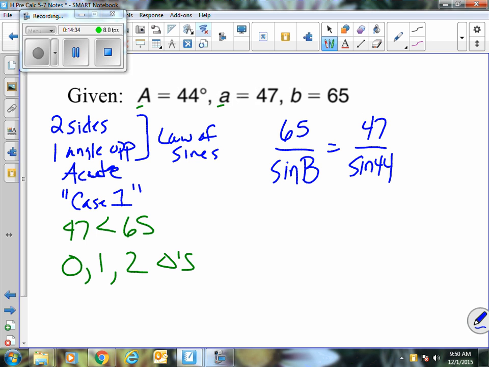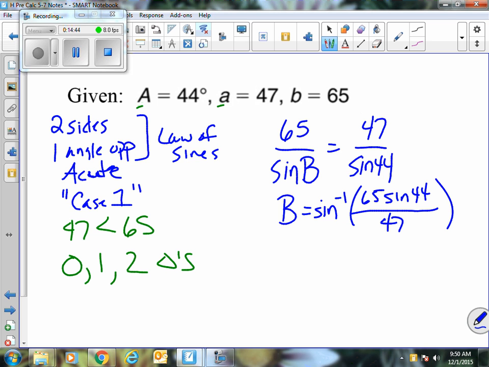Cross multiply, divide, take the inverse. Type it into your calculator. So go ahead, pause the video if you need to. Type it in, see what you come up with. Now, if your calculator tells you error, what would that mean? If it says error, that means you'd have no triangles. What if it says 90? We did one like that earlier today. If it's 90 degrees, that would be one triangle. If it says anything else, it's going to be two solutions.